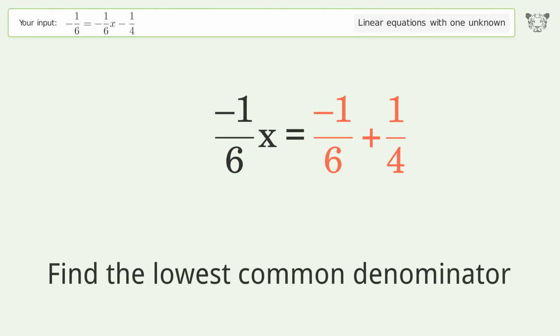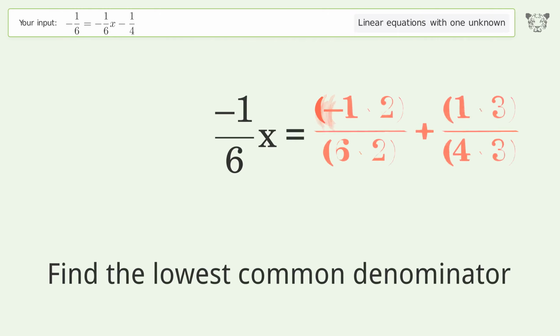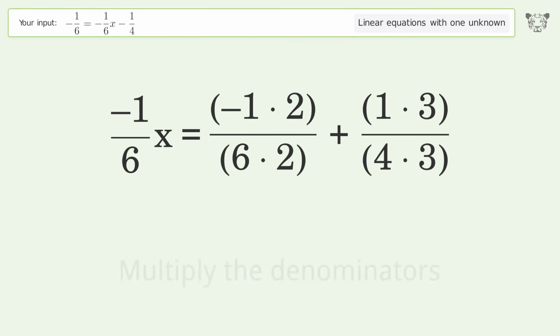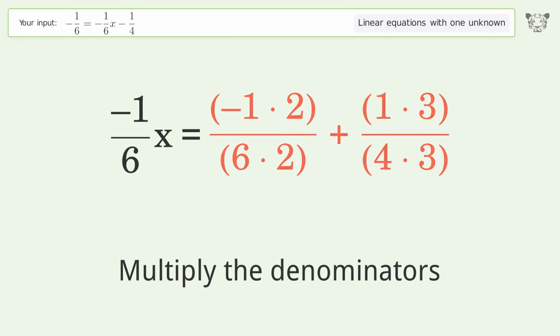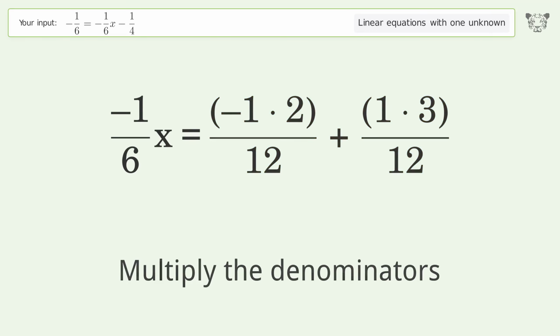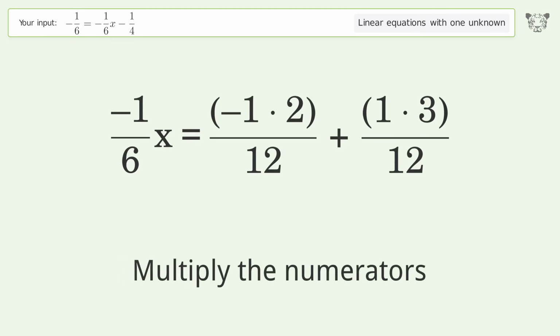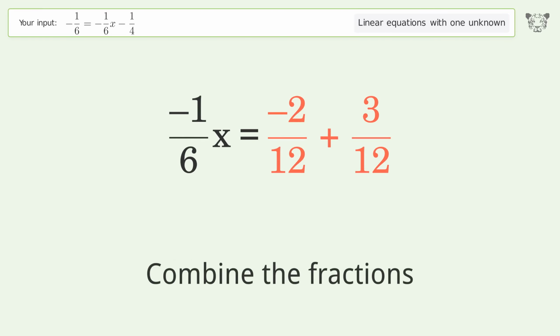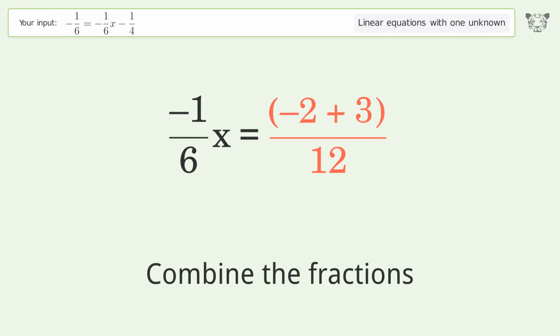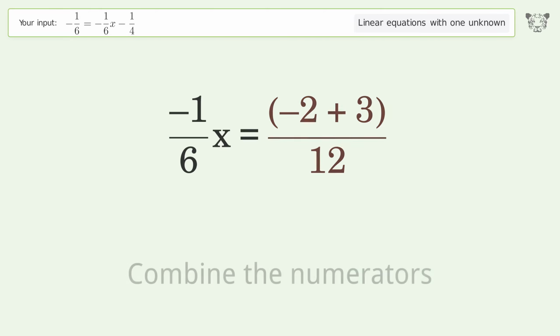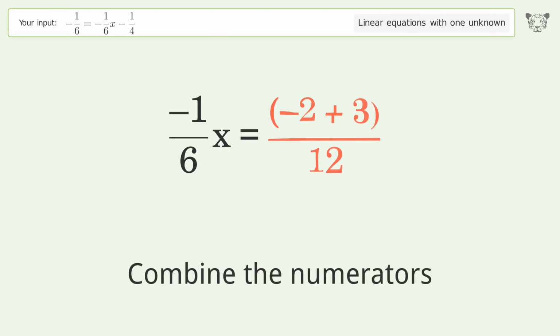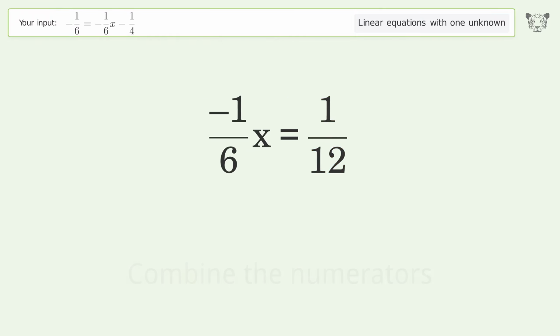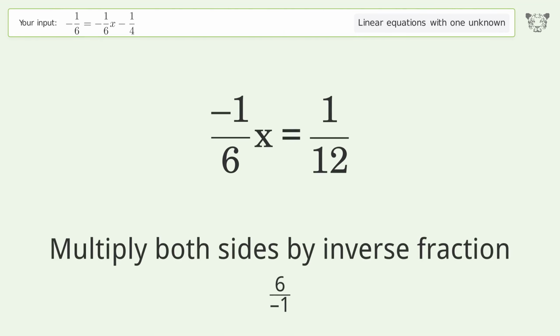Find the lowest common denominator. Multiply the denominators. Multiply the numerators. Combine the fractions. Combine the numerators. Isolate the x. Multiply both sides by inverse fraction 6/(-1).